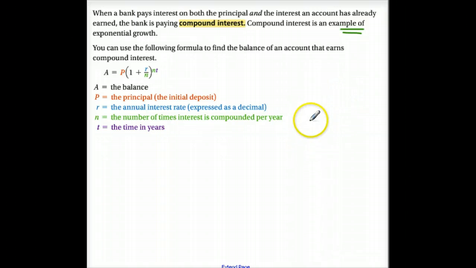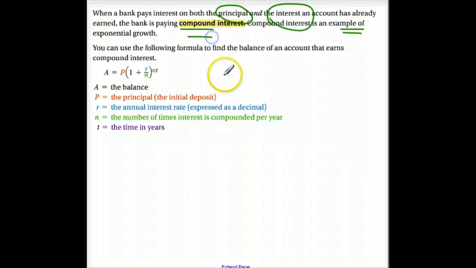What they mean is when you put money into the bank, the bank charges you interest for how long you keep that money in the bank. Compound interest is when they're paying interest on both the principal, that means the money you put in, and the interest already being charged to that principal. It's paying even more interest, okay?